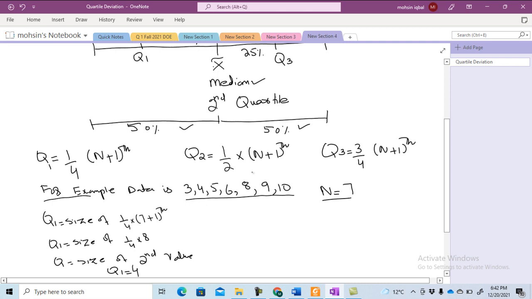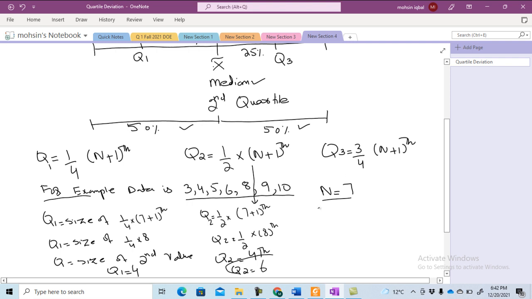Then we have to solve for Q2. Q2 will be equal to 1 by 2 multiplied by n plus 1, where n is 7, so 1 by 2 multiplied by the 8th value. Two fours are eight, so the fourth value will become my second quartile. Q2 will be equal to the fourth value: 1, 2, 3, 4, so 6 will be my second quartile. I have calculated the second quartile also.